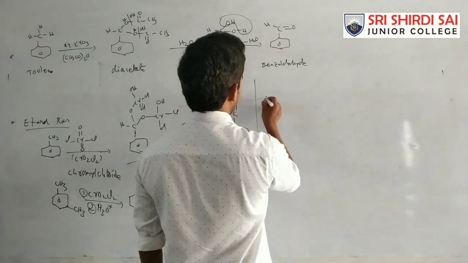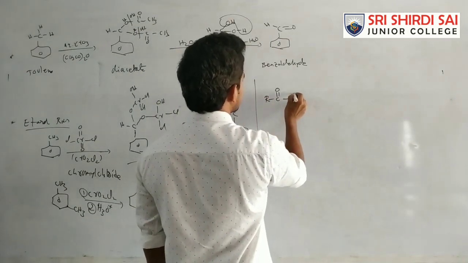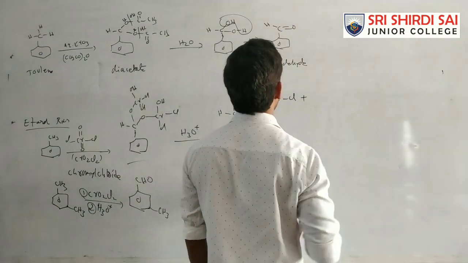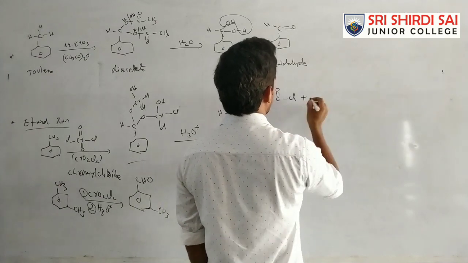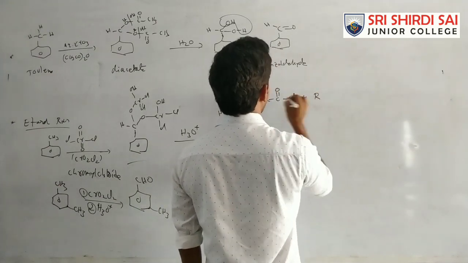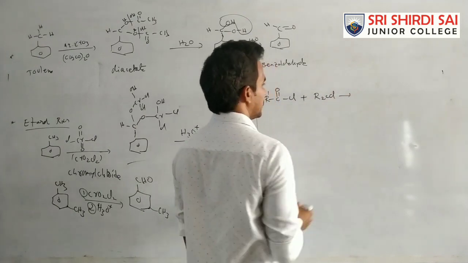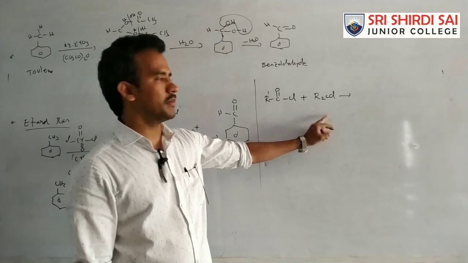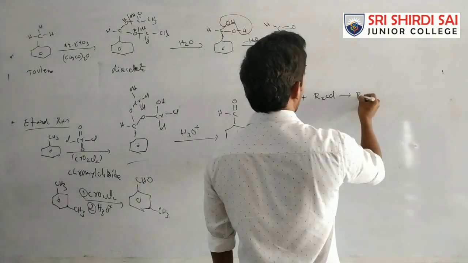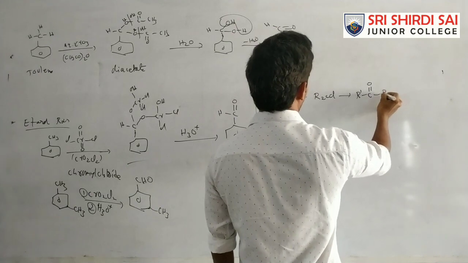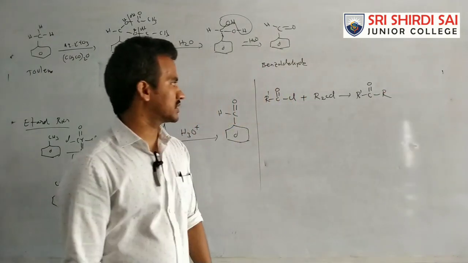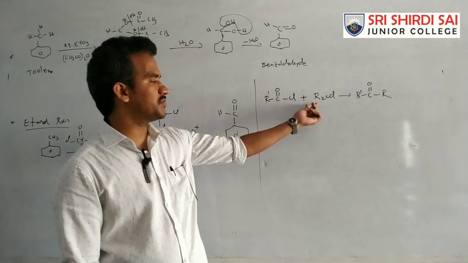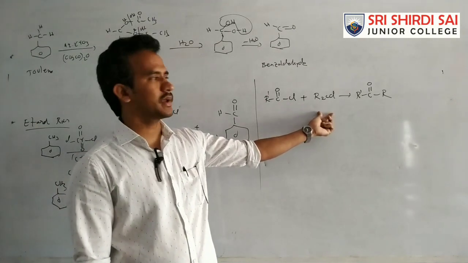Okay, another reaction. This one, acid chloride, on treating with dialkyl cadmium, R2Cd. So in this case, R–C=O–R is the product. Ketones are formed. That means the Cl is replaced by the alkyl from the dialkyl cadmium.